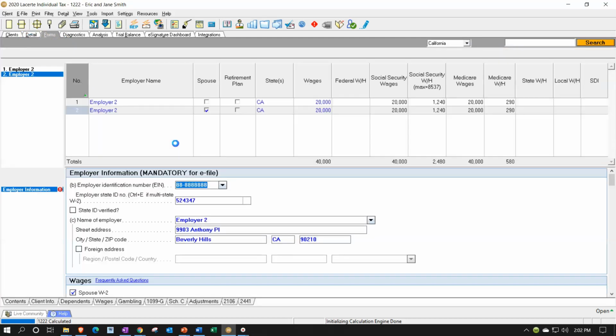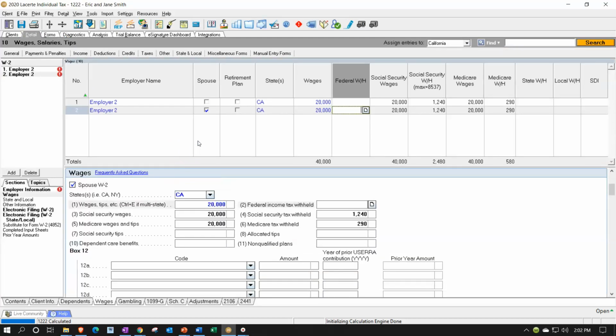if we were married here. We're saying we're married, Eric and Jane, but now let's say that Jane doesn't have any wages, or one of them doesn't have any wages, right? So now we only have wages for one of them. And so it's still 2020, and I'll just keep the same two W-2s here, but they're both for the same spouse. So if that's the case, then I go back over.